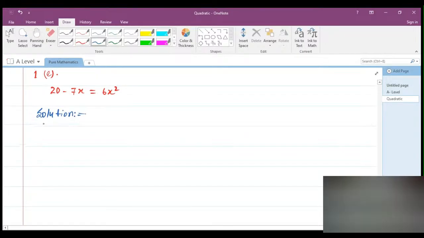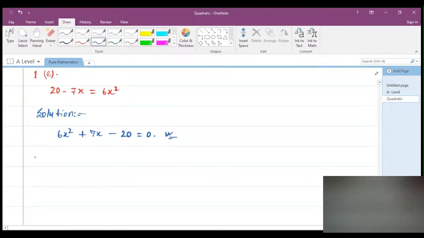So here will be 6x squared plus 7x minus 20 equal to 0. Hope that there is no problem understanding up to this step. 20 minus 7x moved to the right hand side, then we get this term.